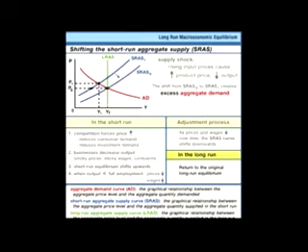Once again, the speed of adjustment depends totally on expectations. If people have adaptive expectations, the adjustment period is slow.